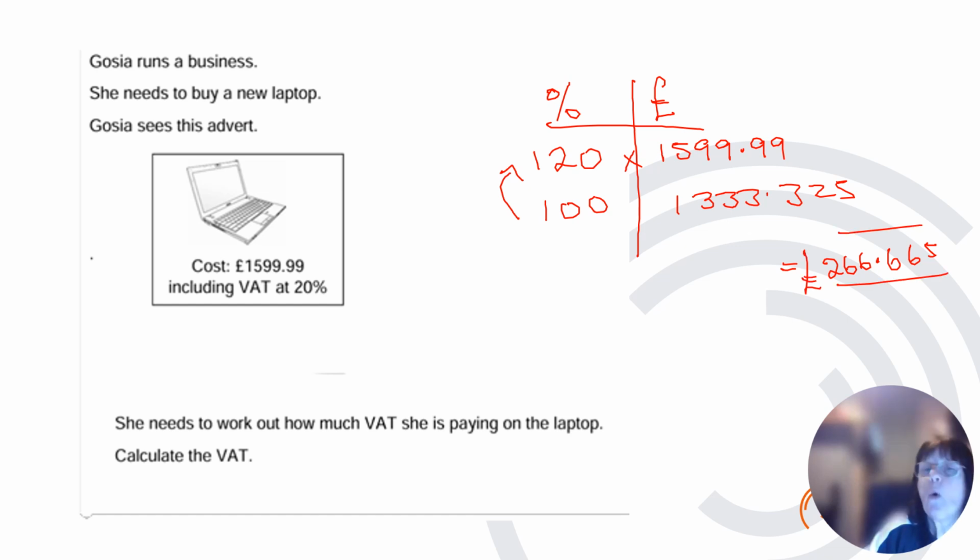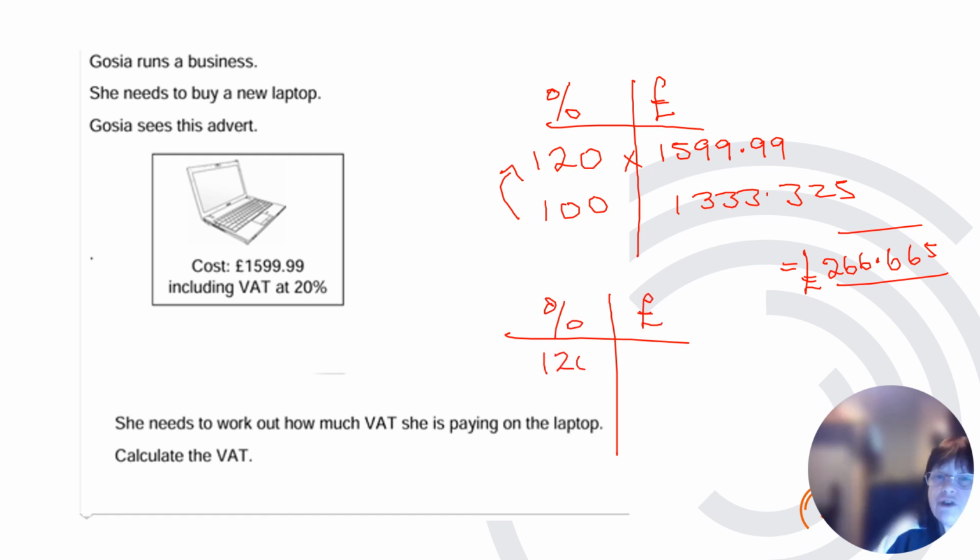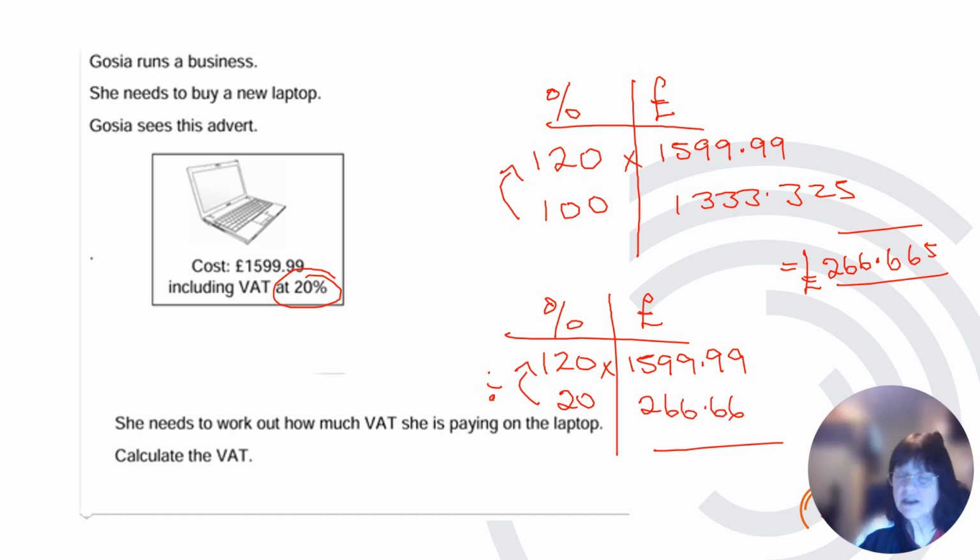Okay, but you could have done it a different way. So again, it's a quicker way. So we know that 120% is 1599.99. What we want to know is what 20% is. So we could just work out 20%. Same way, divide by the number above, multiply across, and you will come out with 266.66. So it's just a slightly better way of doing it, but it's up to you.